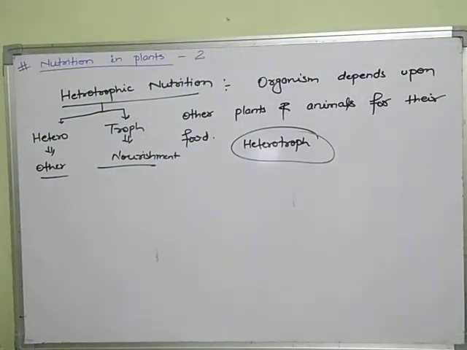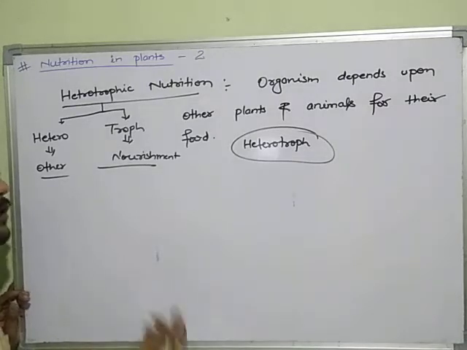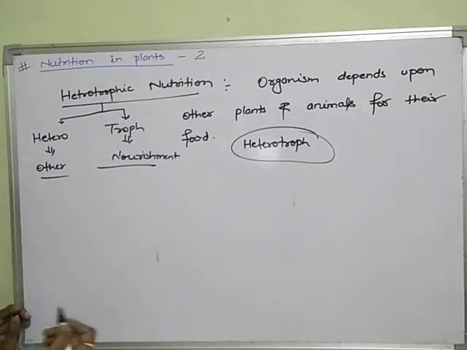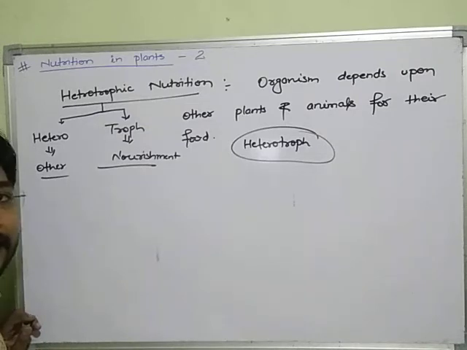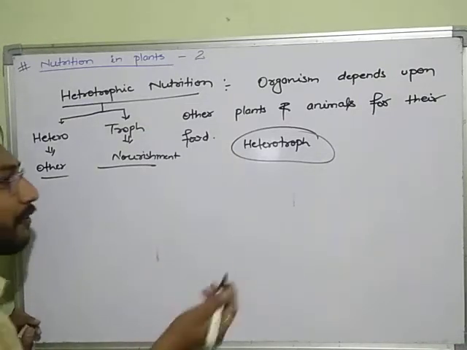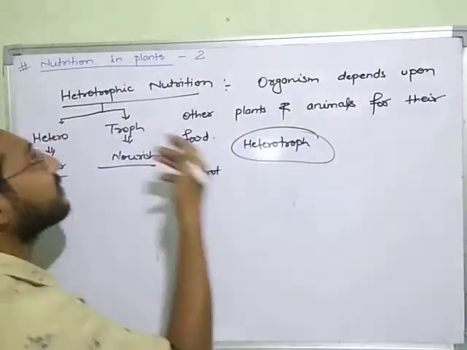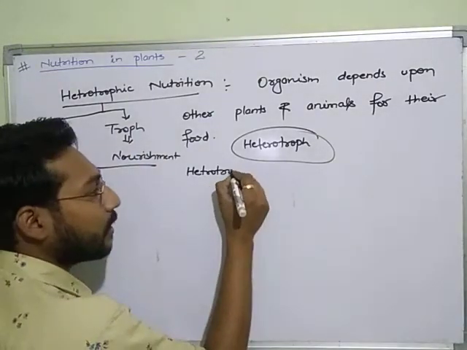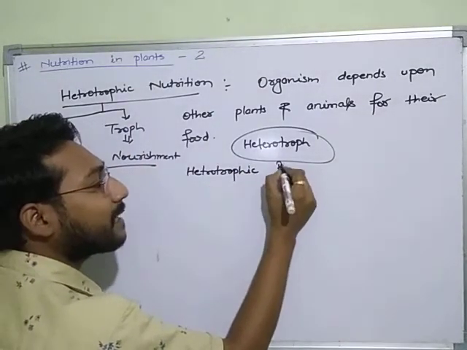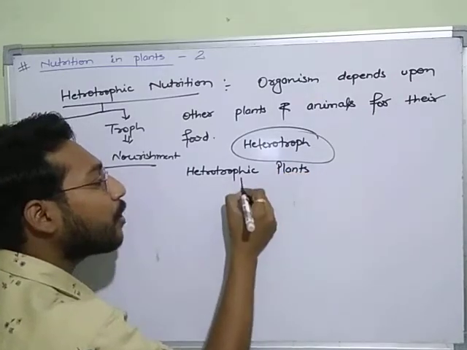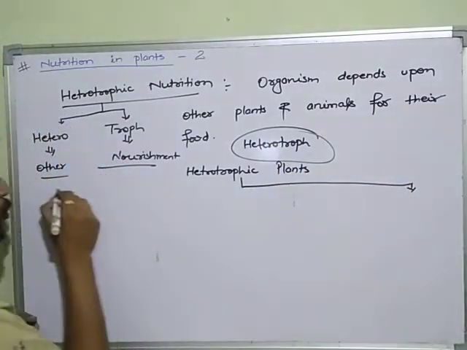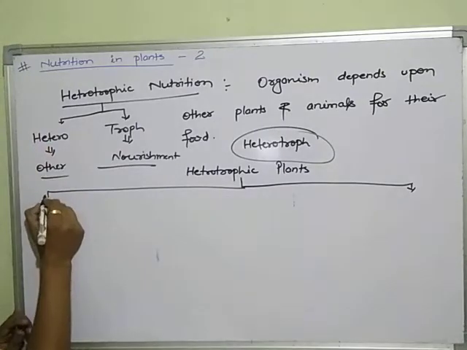Although most plants are autotrophs, there are some plants that get their food from other plants and animals. Many of the plants which depend upon the other plants as well as animals for their food are categorized as heterotroph. Because here we are studying nutrition in plants, heterotrophic plants can be further categorized into four major types. Now what are the four major types of heterotrophic plants?